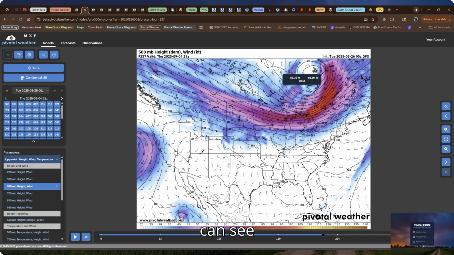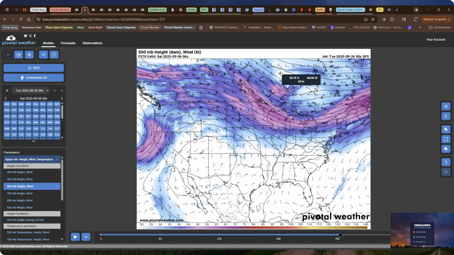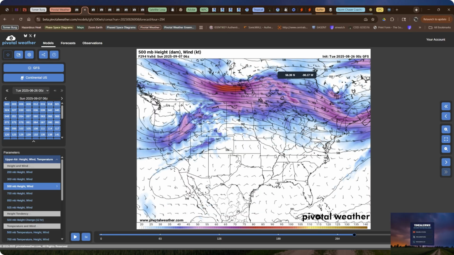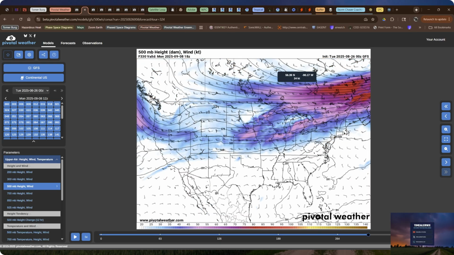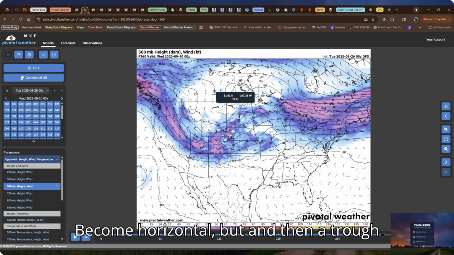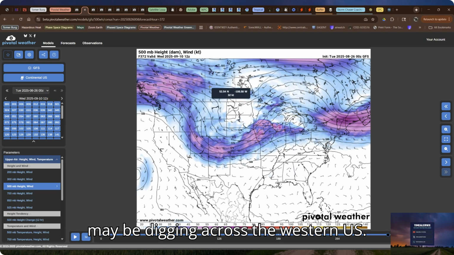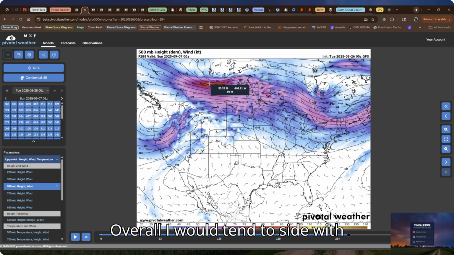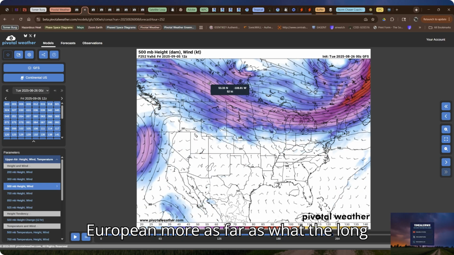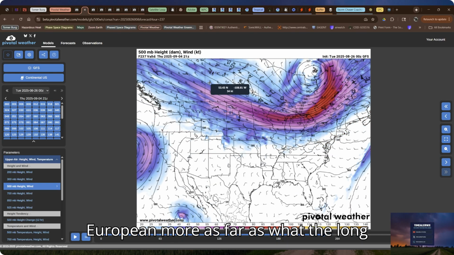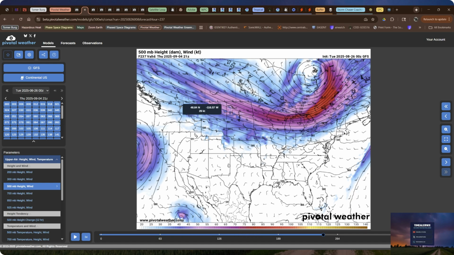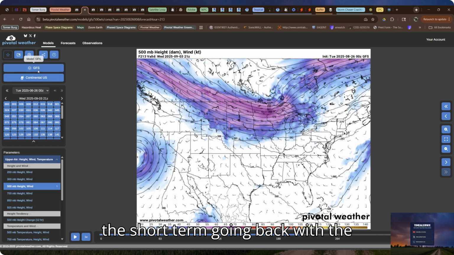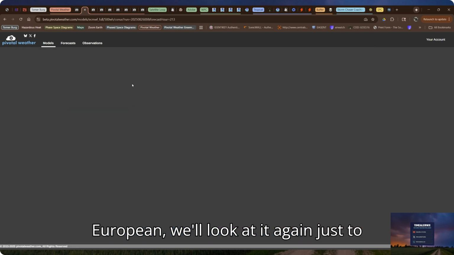You can see over time it becomes more zonal, and then a trough maybe digging across the western U.S. Overall, I would tend to side with the European more as far as the long range, but in the short term, going back with the European, we'll look at it again just to review.